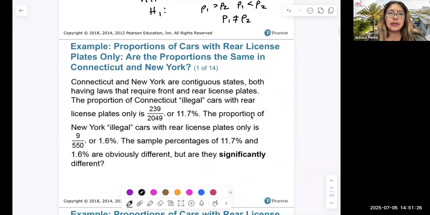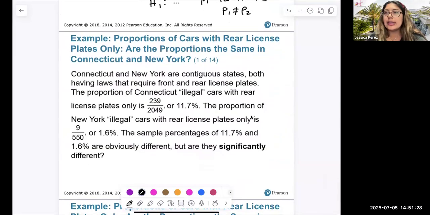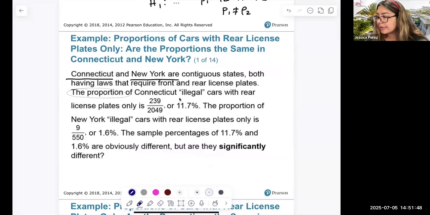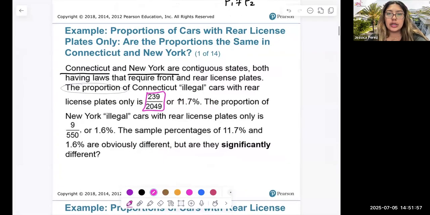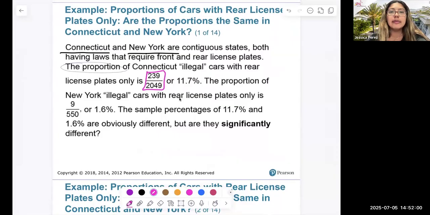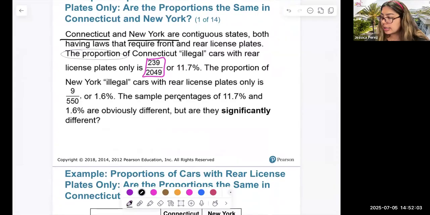So let's begin with an example, and then let's see how we can plug this into StatDisk. Connecticut and New York, so those are two samples. Connecticut and New York are contiguous states, both having laws that require front and rear license plates. The proportion of Connecticut's illegal car license plates is 239 out of 2,049, or 11%. The proportion of illegal license plates is 9 out of 950, or 1.9%.